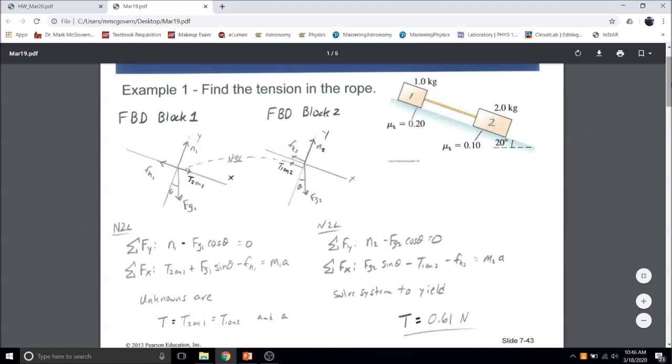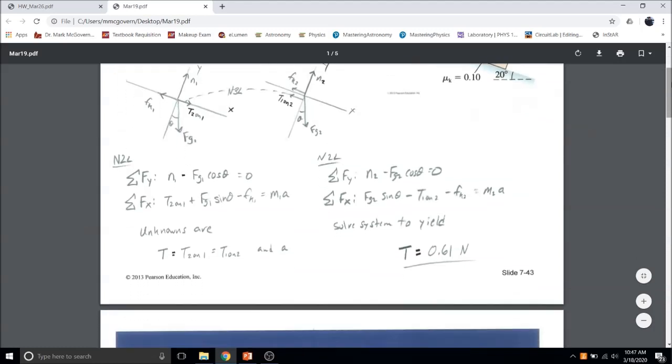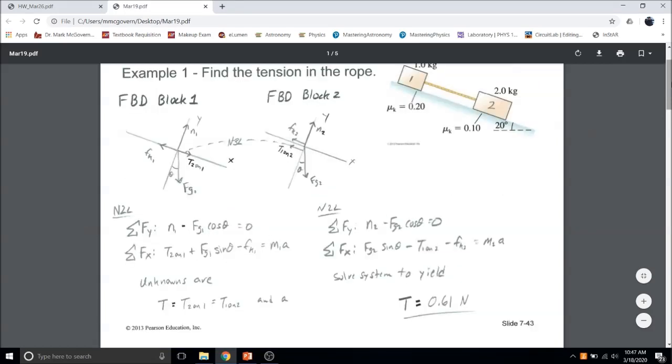Again, the only issue with this is I noticed that tension T2 on 1 probably should be a larger vector, or the kinetic friction one should be a smaller vector. Anyway, let's go to Newton's second law. So with Newton's second law on block 1, we have our normal force upward. We have a component of gravity that is perpendicular to the incline, so we're using the cosine there, and that sums to 0.